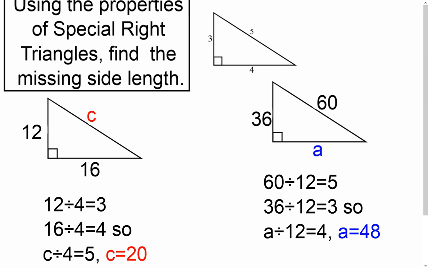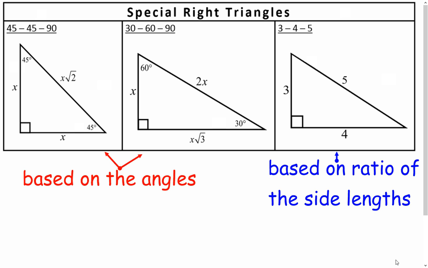So hopefully this quick review of special right triangles will help you be successful in finding the side lengths of triangles without using the Pythagorean theorem. But you can always back up your answers when you find them by checking them with the Pythagorean theorem if you have any doubts. Good luck!